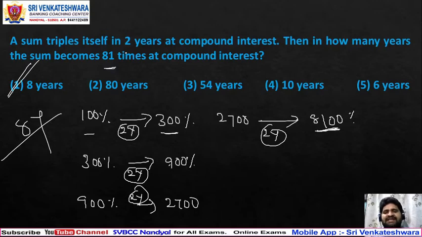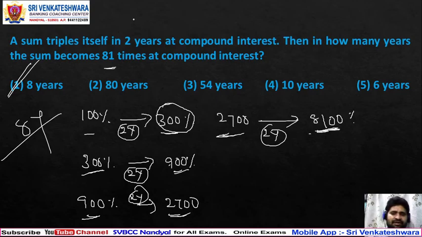Look at it, a sum is becoming triple in every 2 years. That means 100 will become 300 in the first 2 years. But if you go for the next 2 years, the sum will be 300, and 300 will become 900. For the next 2 years, 900 will become 2700. For the next 2 years, 2700 will become 8100. If you go for one more cycle, 8100 times 3 will be 24300. Like that.